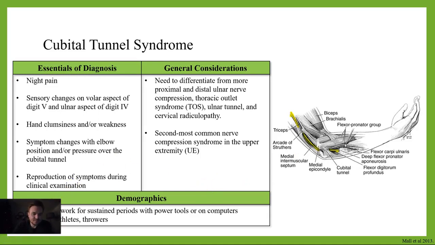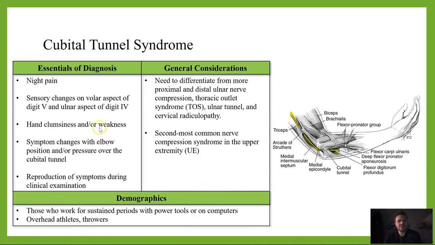So cubital tunnel syndrome, some hallmarks here are night pain, sensory changes on the volar aspect of digit 5 and ulnar aspect of digit 4, hand clumsiness or weakness, symptoms change with elbow position or pressure over the cubital tunnel, and reproduction of symptoms during clinical exam. You need to differentiate here if it's more proximal or distal, because presentation is going to be in the hand typically, and so there's other entrapment sites, especially down at the wrist, that may cause similar symptoms as well. So you need to differentiate there.